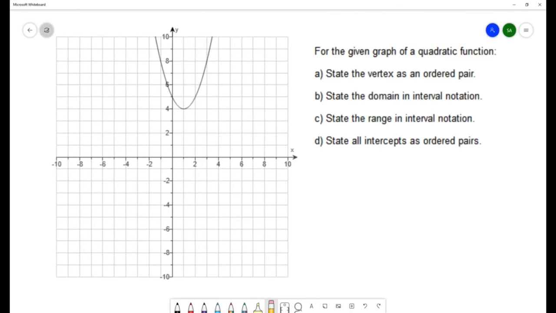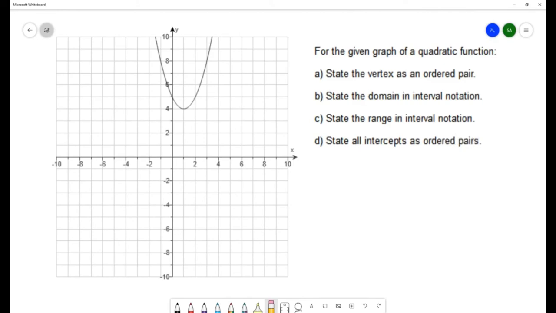For this question, we were given the graph of a quadratic function that you see on the left. And we want to answer the following questions. We want to state what the vertex is as an ordered pair, state the domain in interval notation, state the range in interval notation, and state all intercepts as ordered pairs.